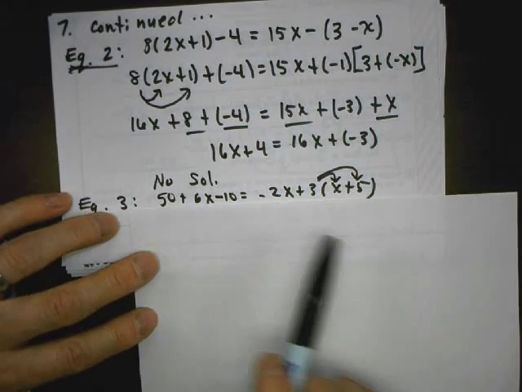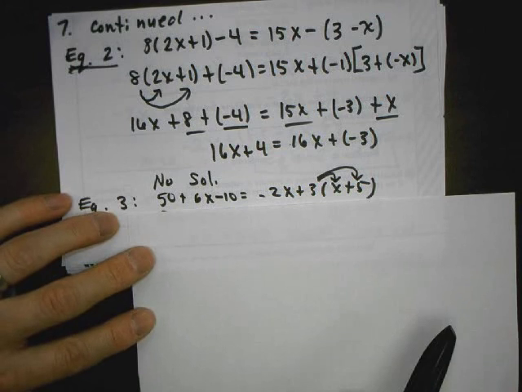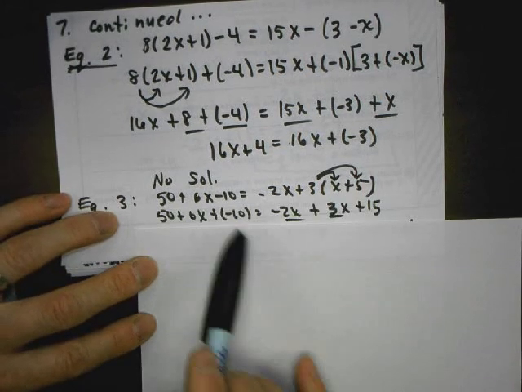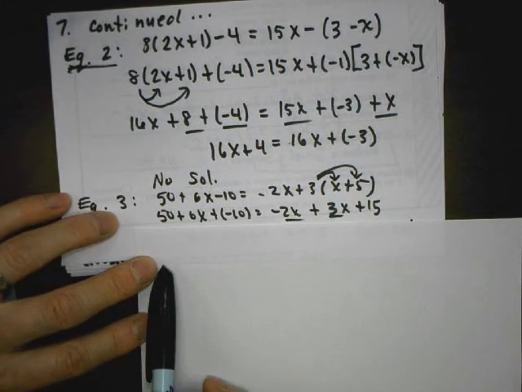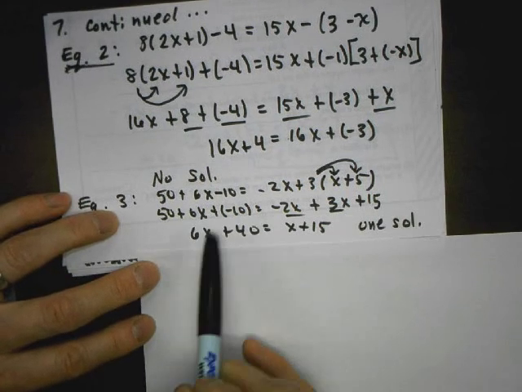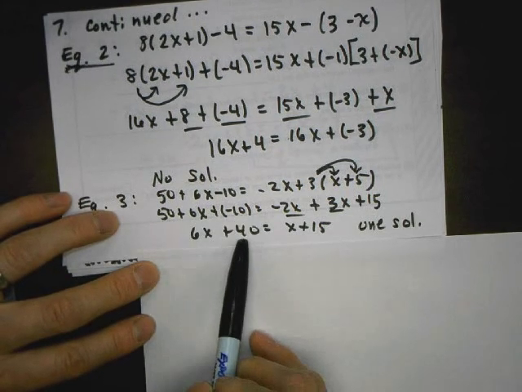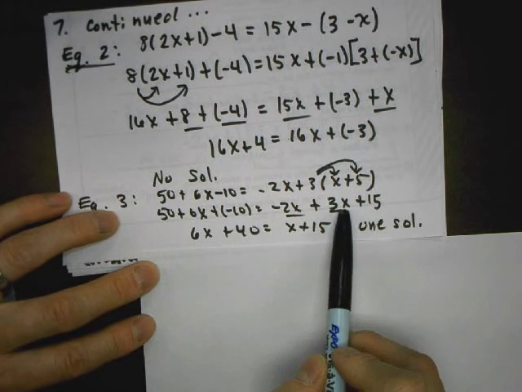So, like the others, I'm going to simplify. I need to distribute over here. I can do the rule for subtraction. After I distribute, I combine like terms. 50 plus negative 10 is 40. Over here, negative 2x and 3x is just x.